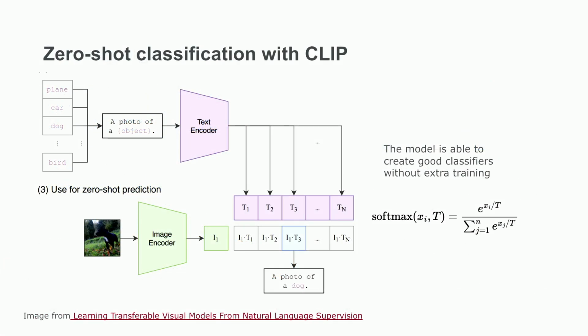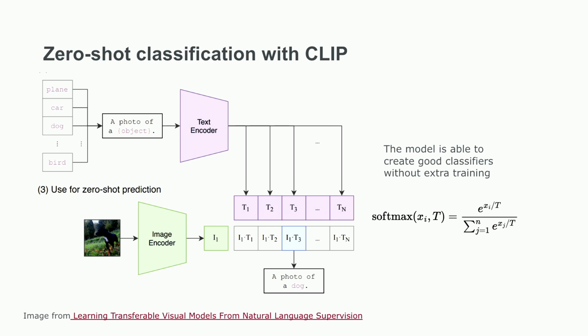So CLIP enables something very powerful, which is zero-shot classification. That means that to classify an image, we can just create a text prompt like a photo of a plane, or a photo of a car, or a photo of a dog. Then we're going to encode these prompts using the text encoder. We're going to be encoding the image using the image encoder, and then we're going to calculate the cosine similarity between all the possible text descriptions that we have.